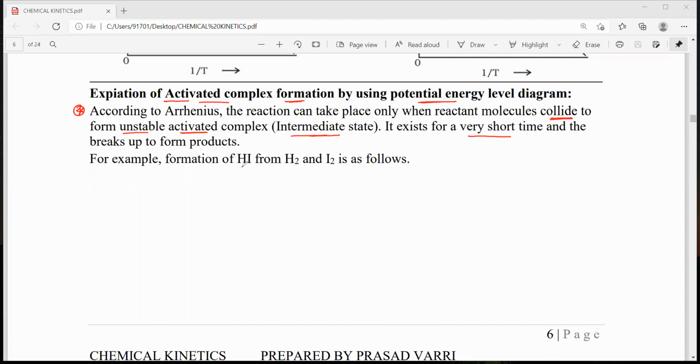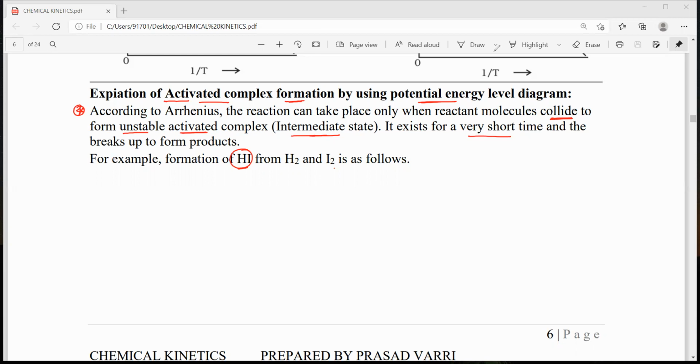For example, hydrogen iodide is formed from H2 and I2. How is that hydrogen iodide forming? By forming an activated complex. So this is also a very, very important question: explain the formation of activated complex by using a potential energy level diagram. They ask a question like that in the board examination.